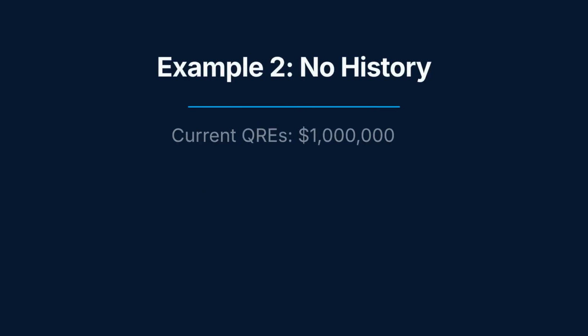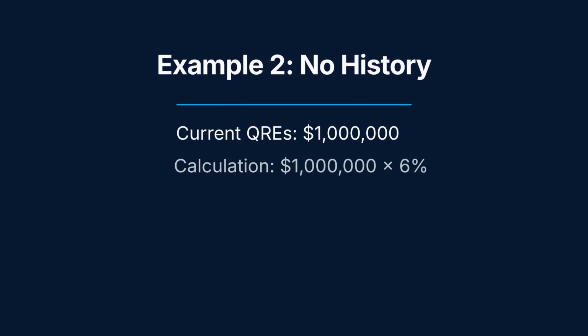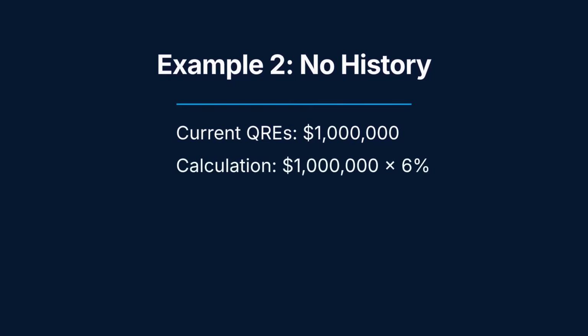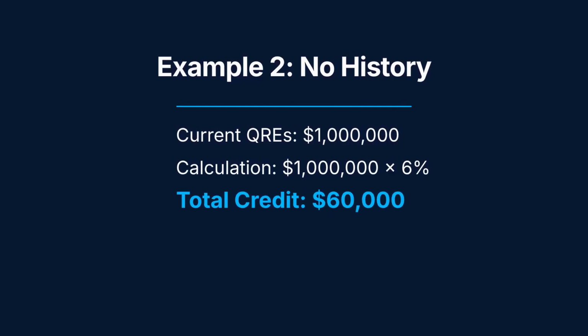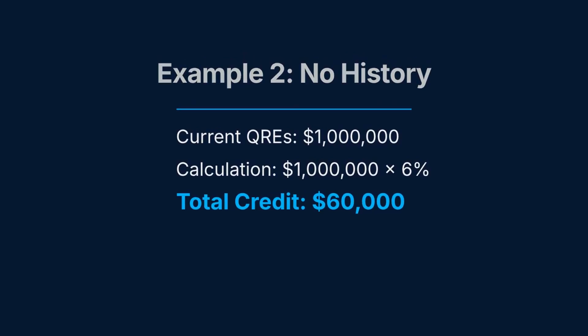Now, consider a business with no qualified research history. Using that same $1 million in current year QREs, the calculation simplifies. With no historical baseline, we simply multiply the current expenses by 6%. This brings the total calculated research credit to $60,000.